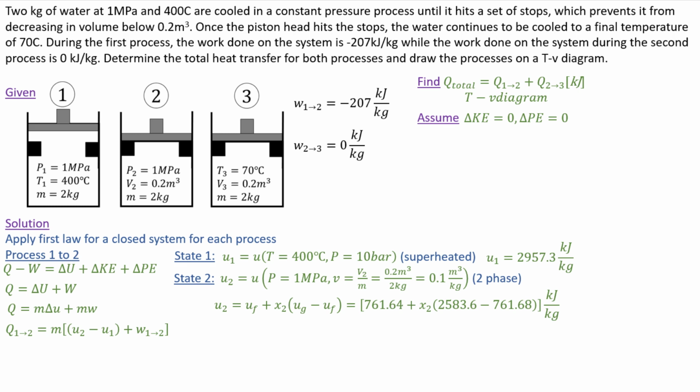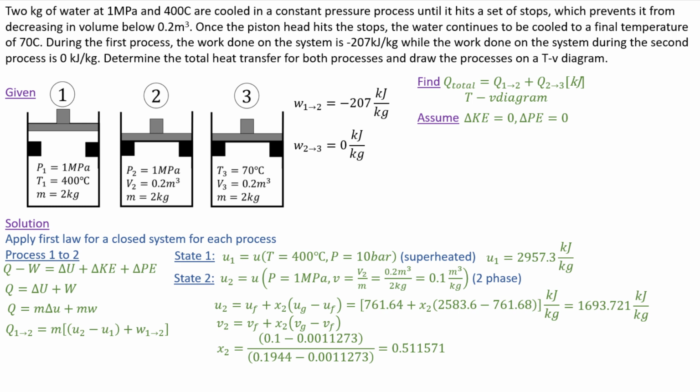The way you find the quality is by the specific volume. You know the specific volume, v2, and then you can pull off the values of vf and vg, and solve for the quality at state 2. I get a quality of 0.511571, and I'm not rounding off until the very end. If I plug that in and calculate U2, I got 1693.721 kilojoules per kilogram. Then if I plug everything into that Q from 1 to 2 equation, I get negative 2941.16 kilojoules.